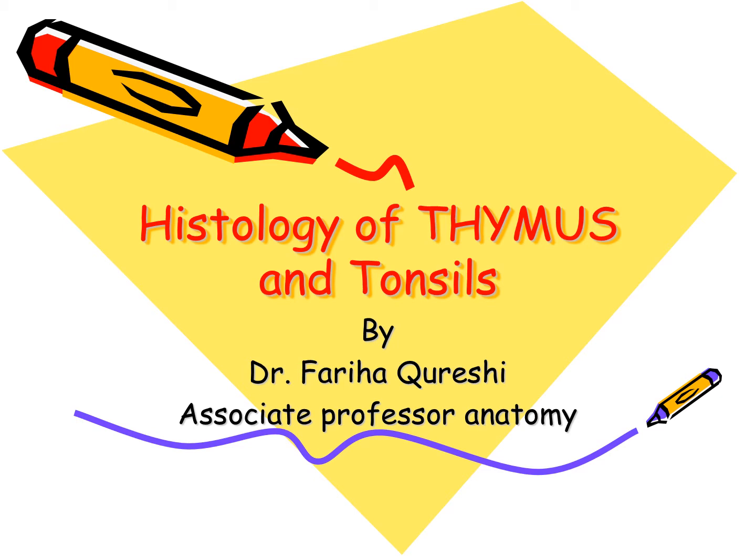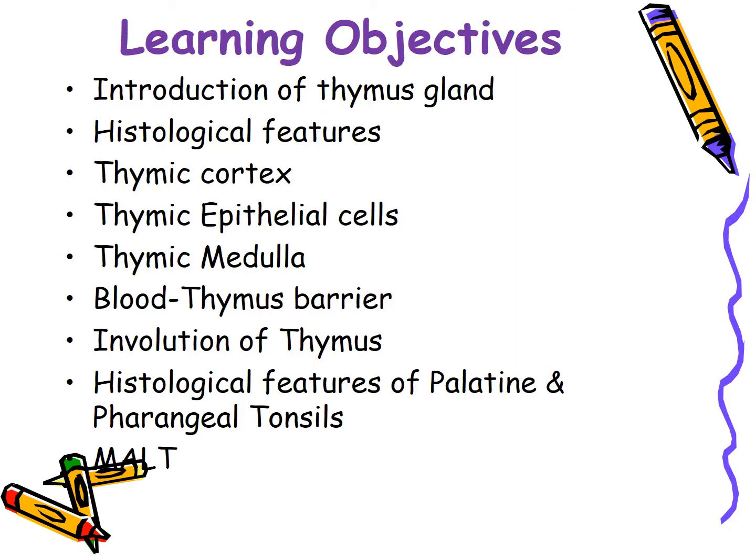This is our next lecture on lymphoid tissue, that is, the histology of the thymus gland. In this lecture, we'll discuss the histological features of the thymus, the thymic epithelial cells, then the blood-thymus barrier, involution of the thymus, then the histological features of the palatine and the pharyngeal tonsils, and then the MALT and the gut.